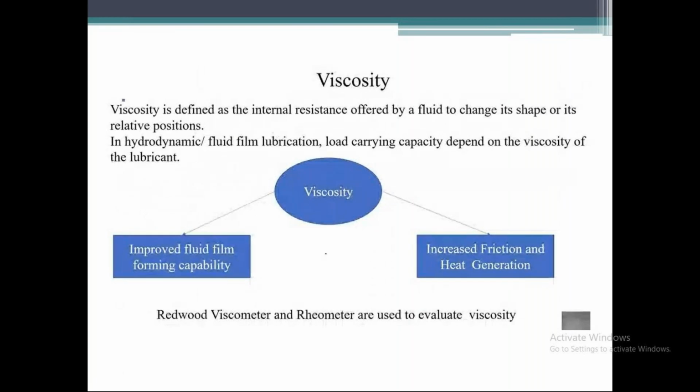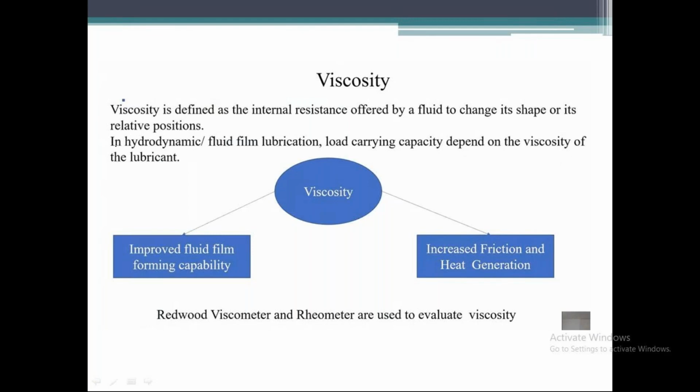So we'll see one by one in detail. Okay, so what is viscosity? That is a general term, right? We know viscosity is defined as the internal resistance offered by a fluid to change its shape or its relative positions. Okay, so in hydrodynamic or fluid film lubrication, load carrying capacity depends on the viscosity of the lubricant.